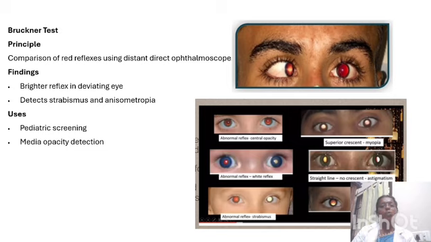The Bruckner test is an excellent screening tool that compares the red reflex of both eyes simultaneously. A bright reflex is often seen in the deviating eye, and asymmetry of the reflex may indicate strabismus, anisometropia, or media opacity.